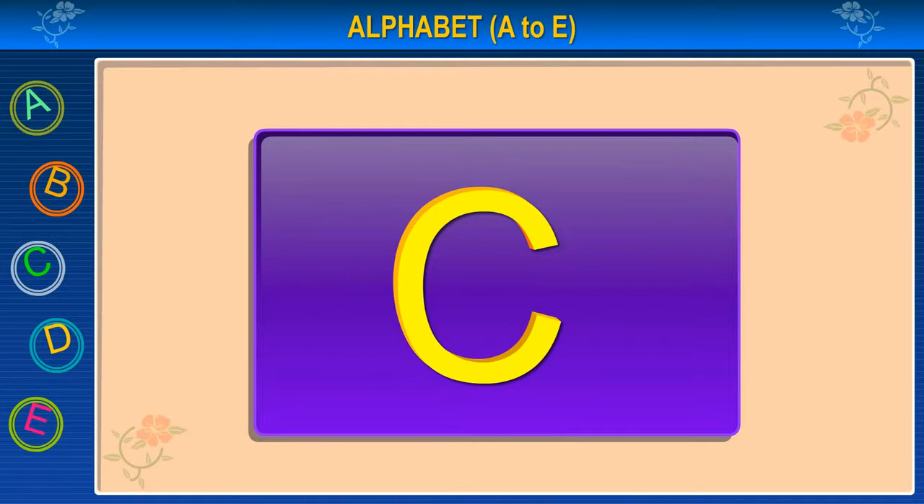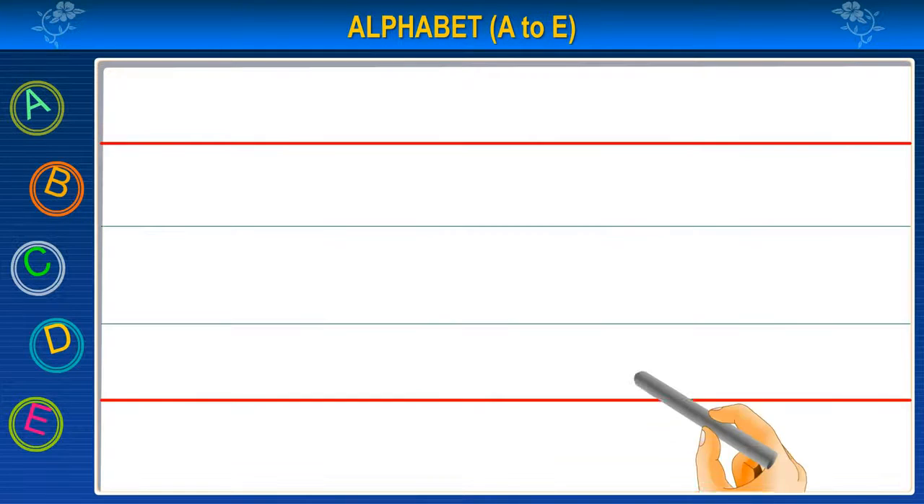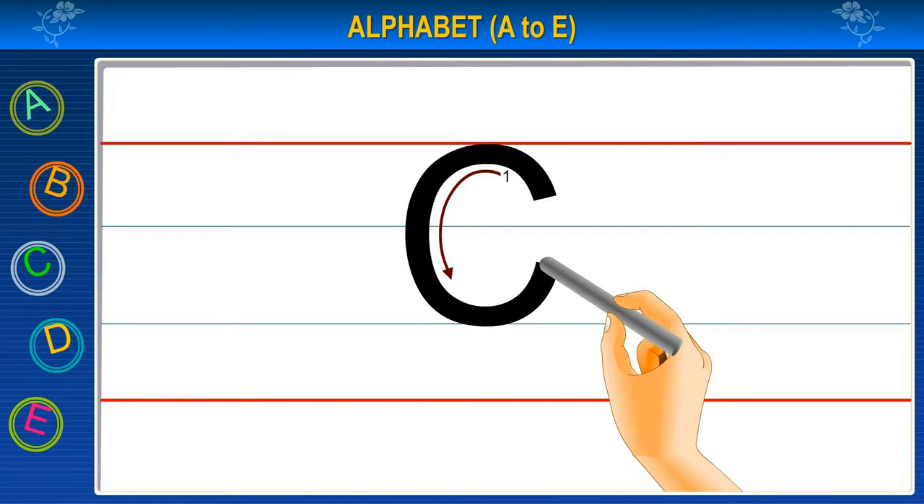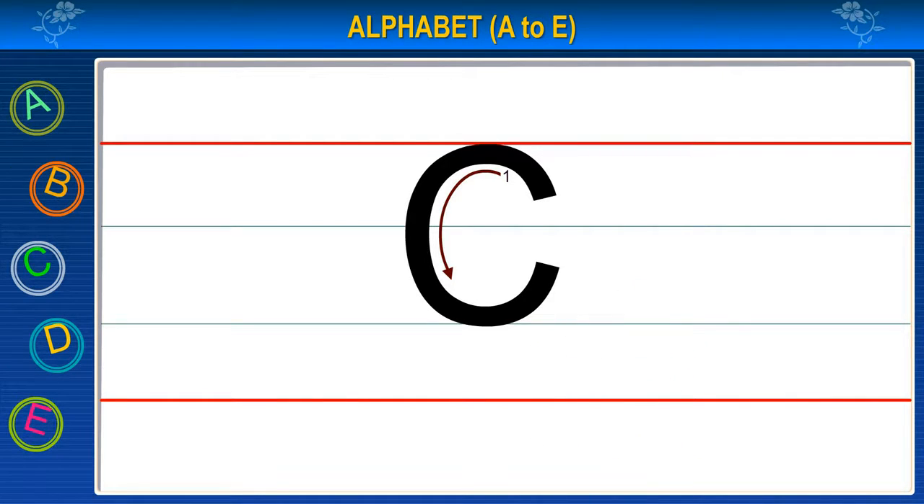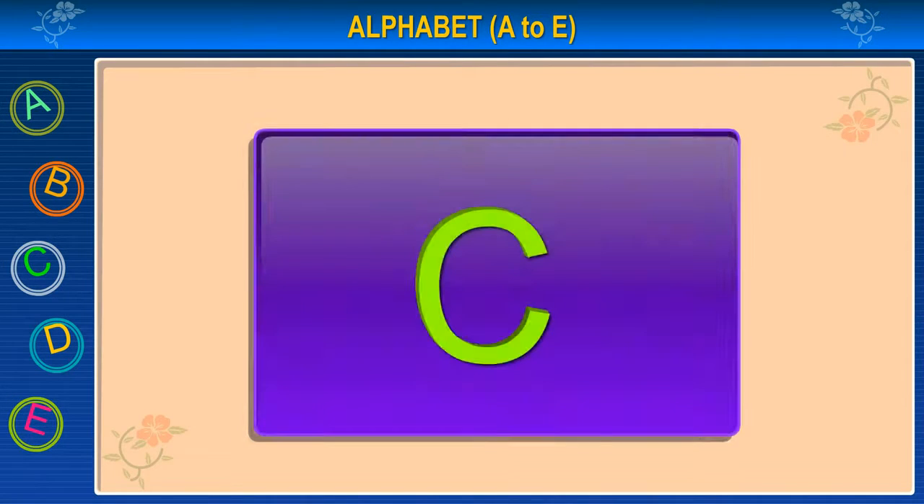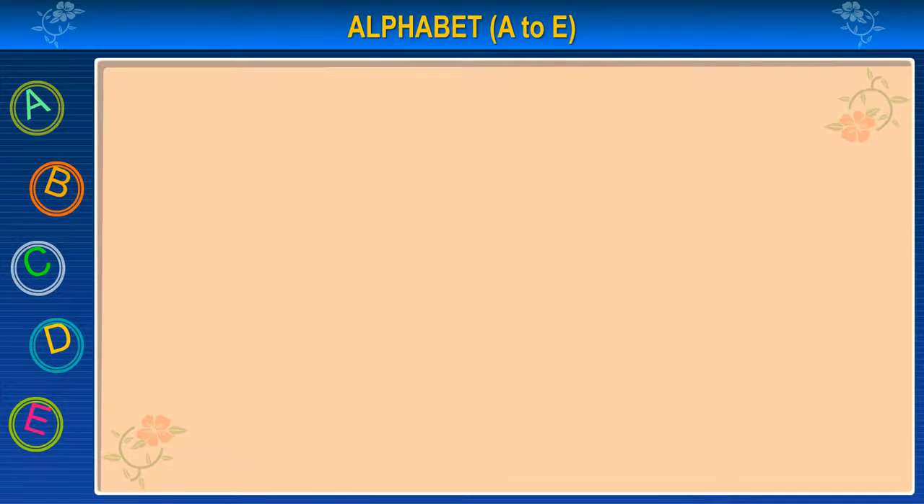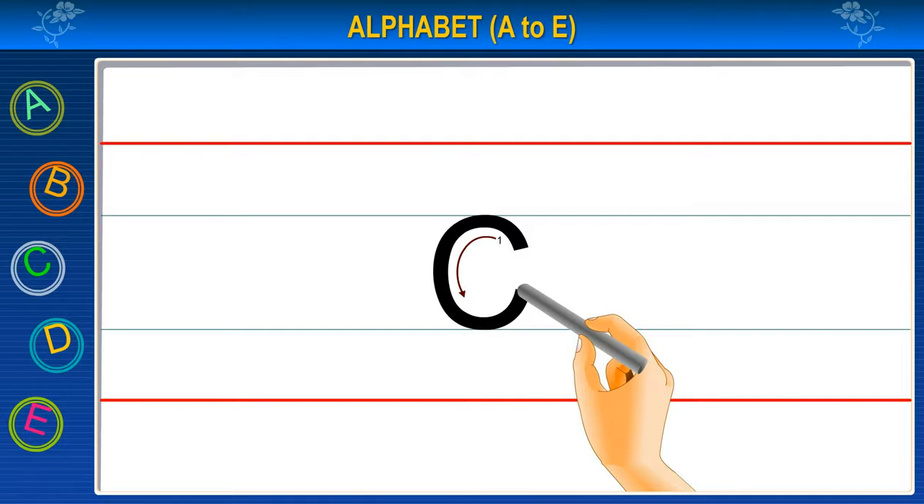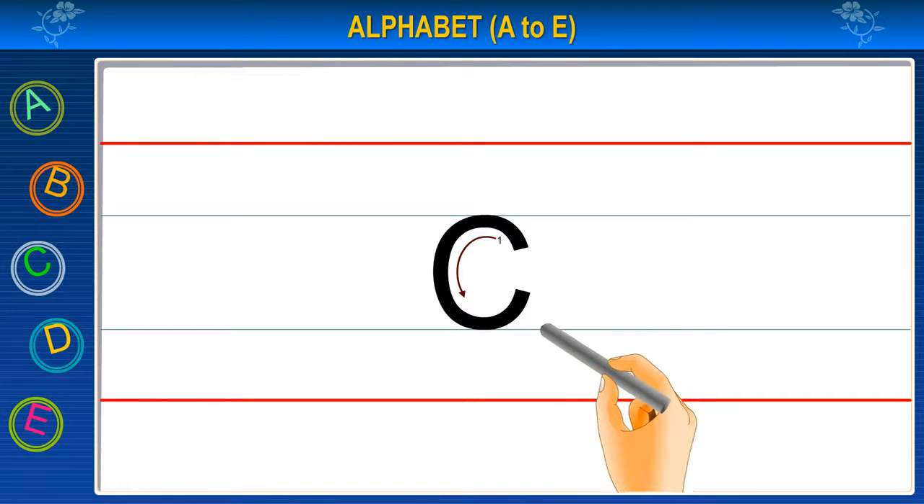Capital C. Draw a right curve between the first red line and second blue line. This is capital C. Small c. Draw a right curve between the two blue lines. This is small c.